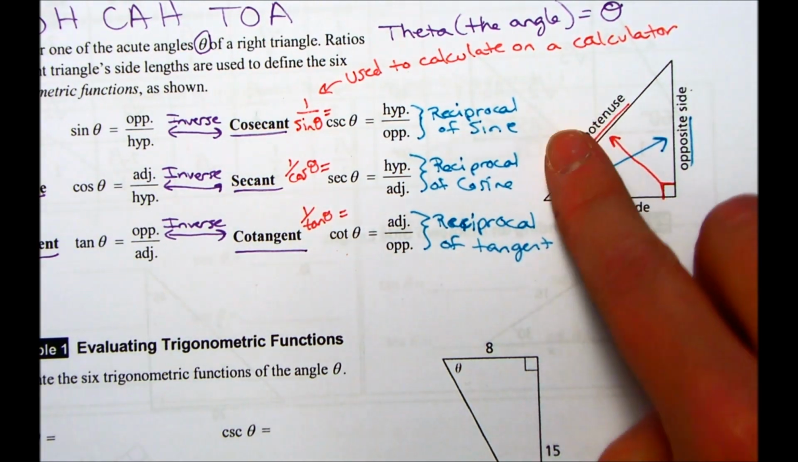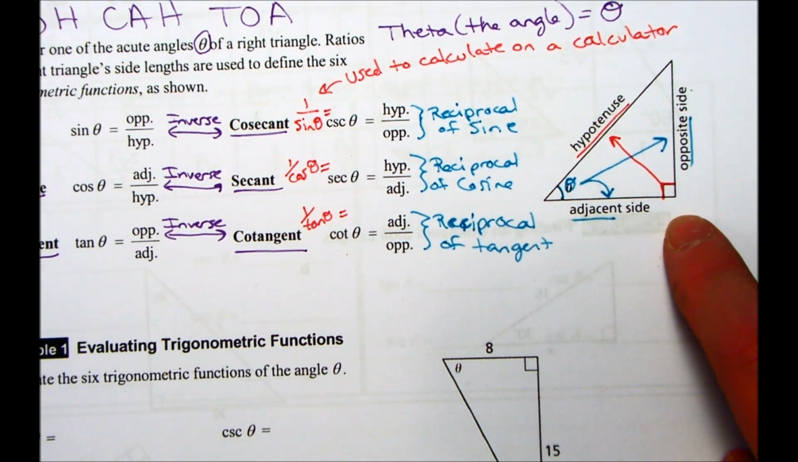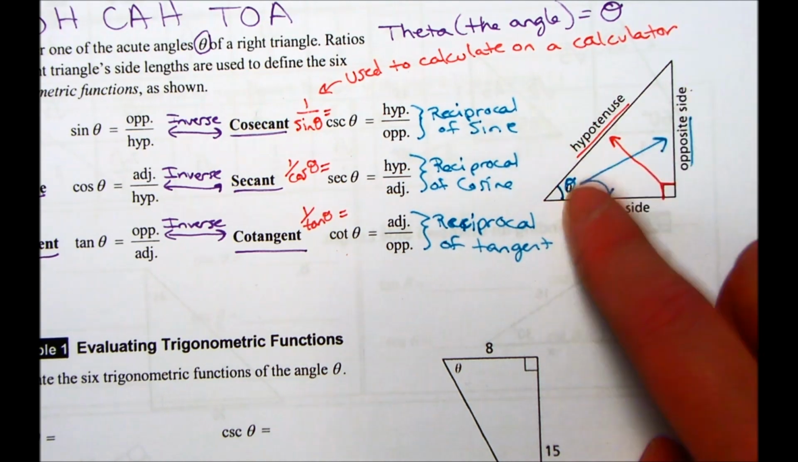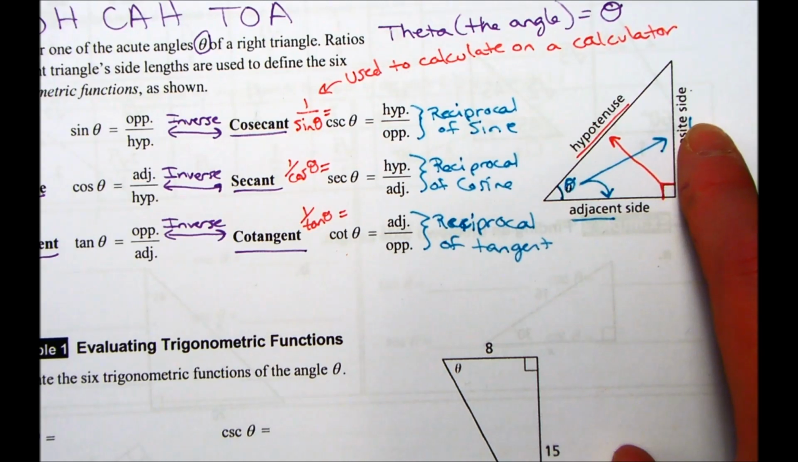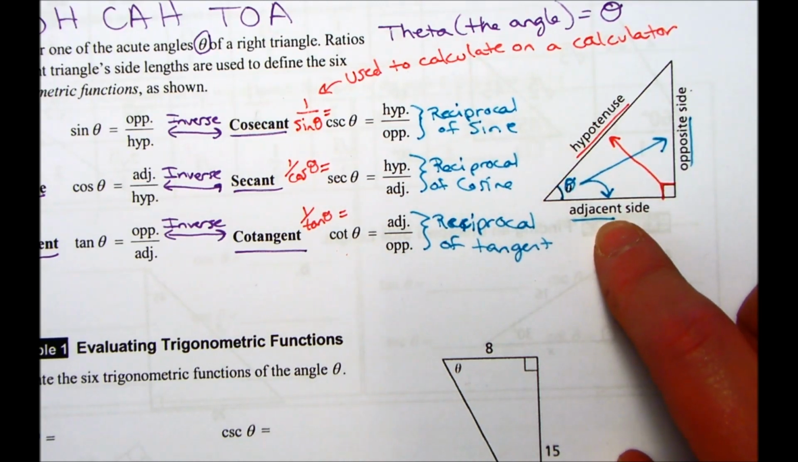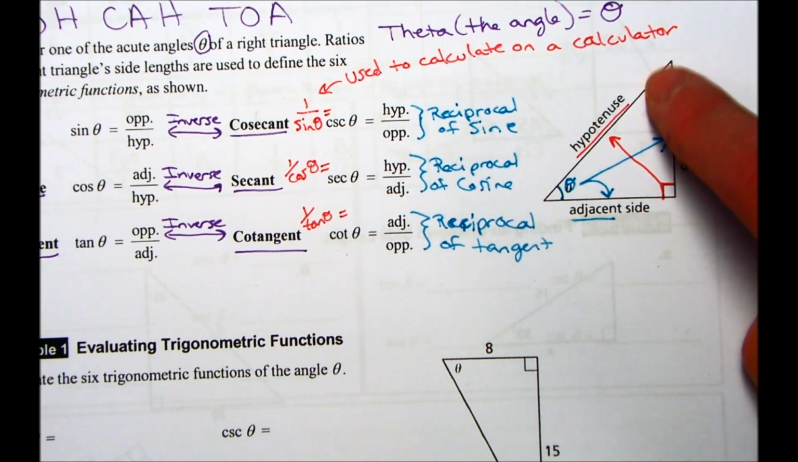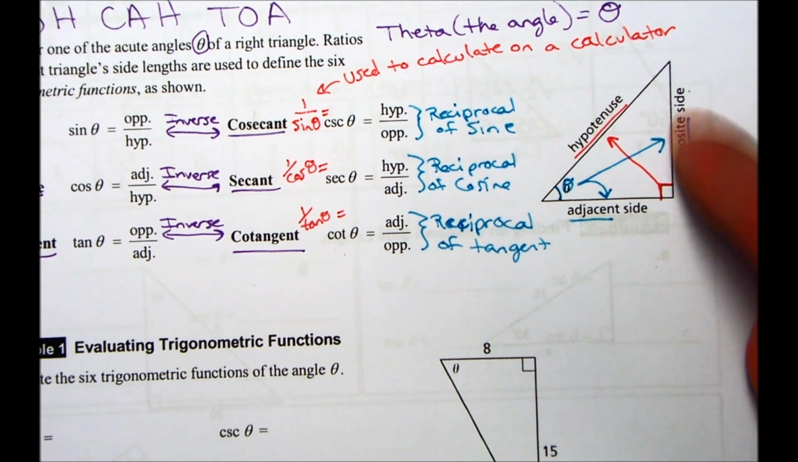So the hypotenuse is always opposite of the right angle. Depending on which angle you're working with, if this is the angle you're working with, then this is the opposite and that is the adjacent leg. But if you were working with this angle up here, this would be the opposite and this would be the adjacent leg.